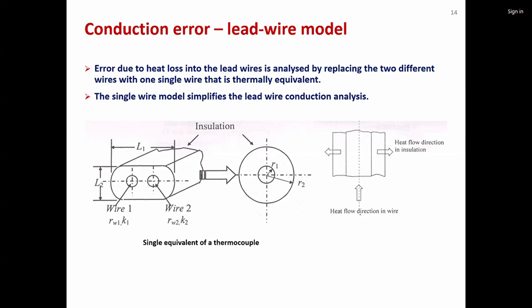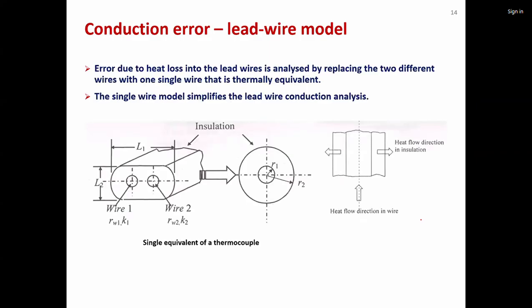So heat flow comes from the surface along the wire, but finally it leaks in this direction and finally comes to the ambient. Okay, so this is the typical path. It goes along the wire. From the wire, it comes to the insulation, and from the insulation, it goes into the ambient. Okay, so this is the typical heat flow path.